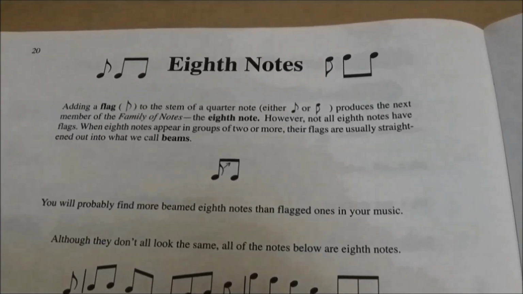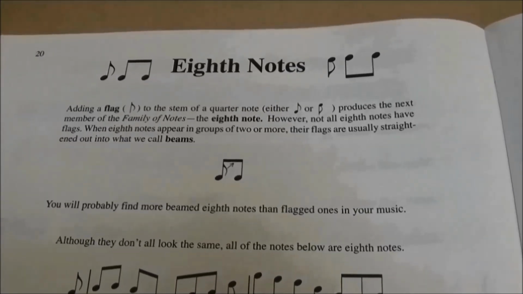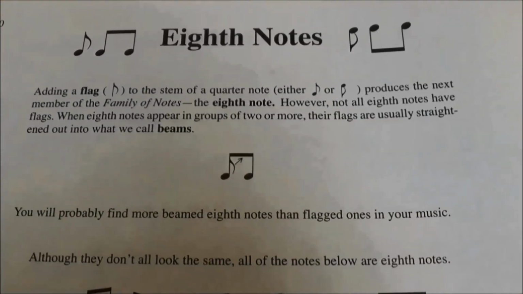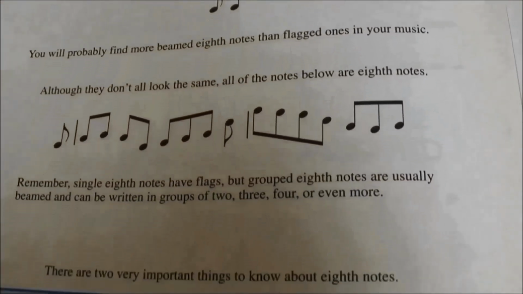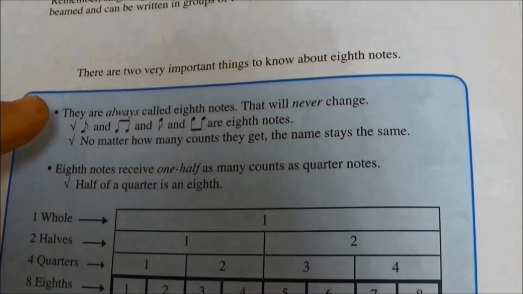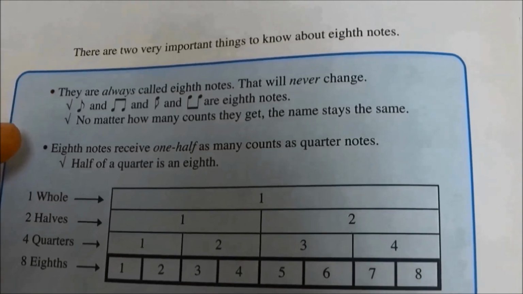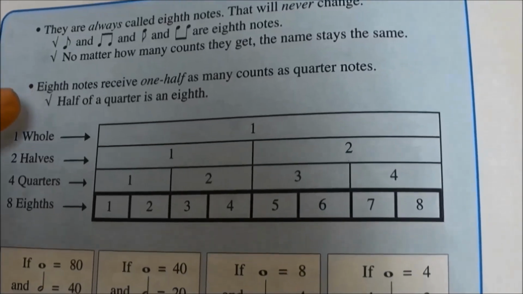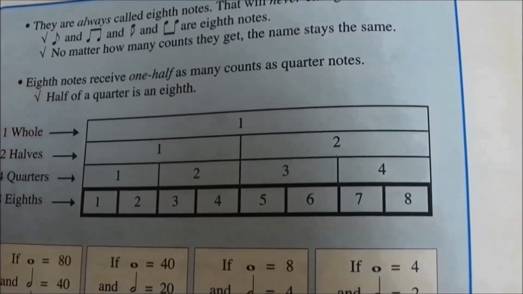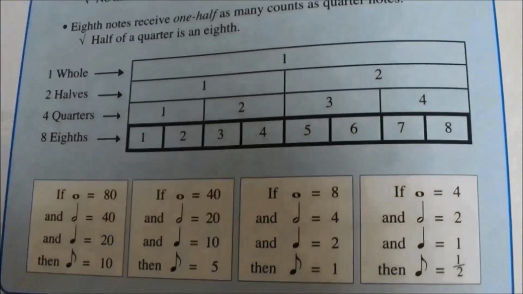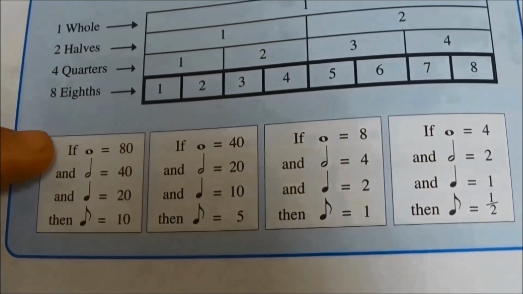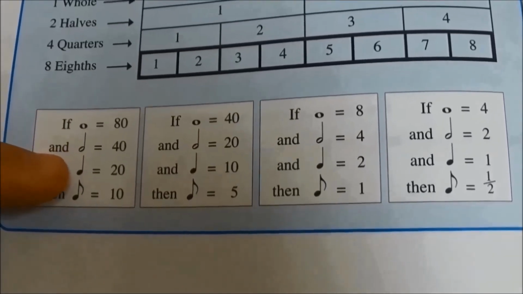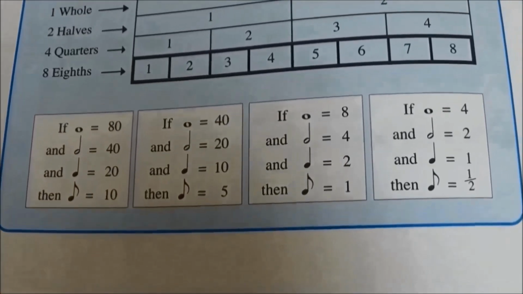Now we're going to move on to eighth notes. I kind of skipped over a part in the book where they talked about quarter rests, but you get the idea on that. Eighth notes talks about what they look like, and as it says for all the other ones, there's important things you need to know. They're always called eighth notes. Name always stays the same. They receive 1 half as many counts as quarter notes, and half of a quarter is an eighth. We have another visual, and our math is broken down even farther. Whole note equals 80, and the half note equals 40, quarter equals 20, eighth equals 10.